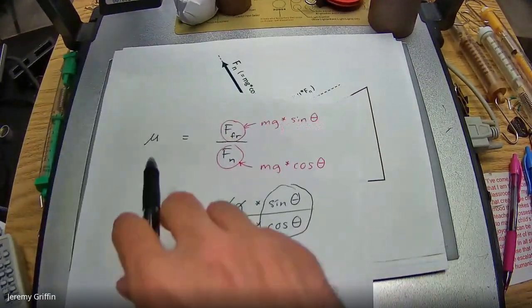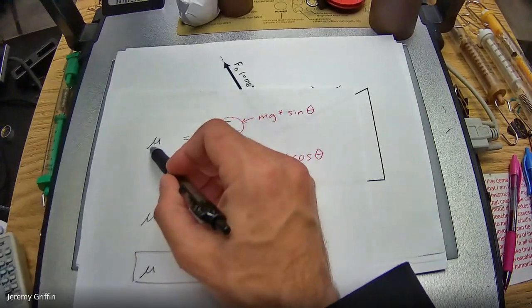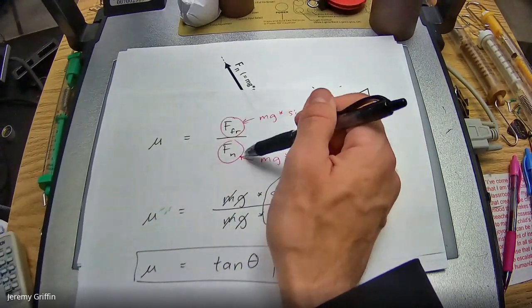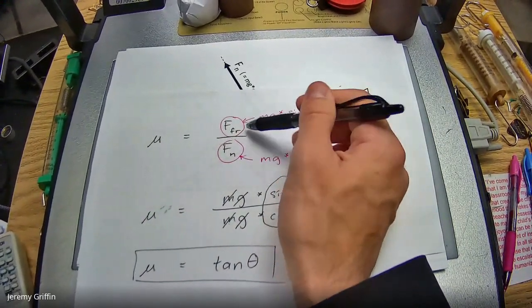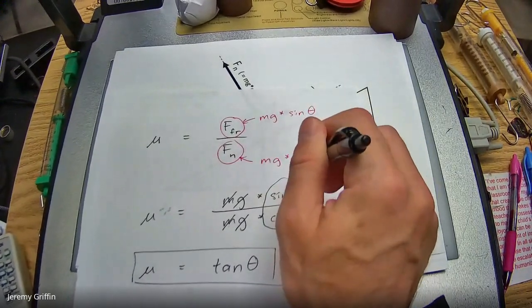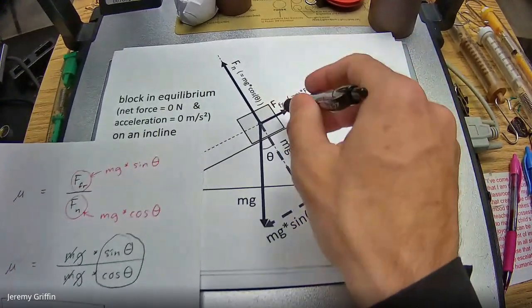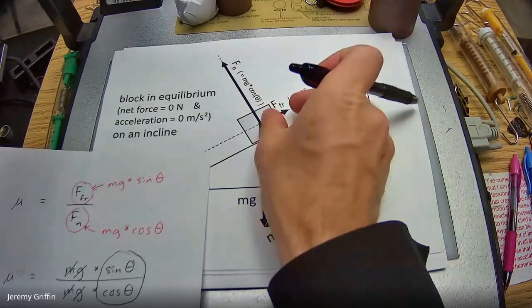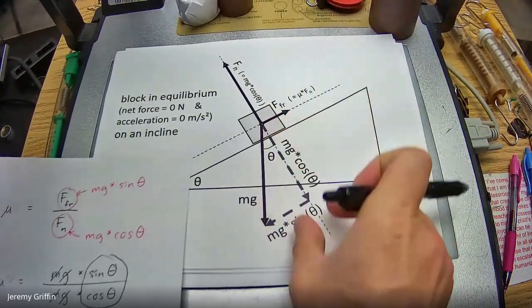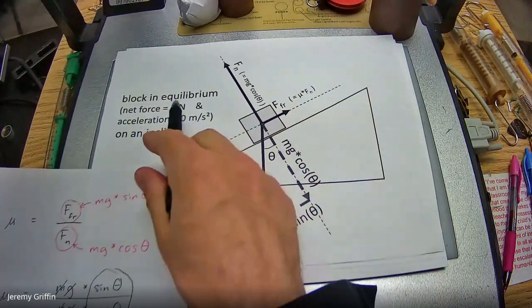I'm going to show you guys a proof for this. So coefficient of friction is defined as the ratio of friction force to normal force. Right? But then you can make these substitutions that I wrote here in pink. I said, well, I know friction force would be equivalent to mg sine theta in the case of equilibrium.